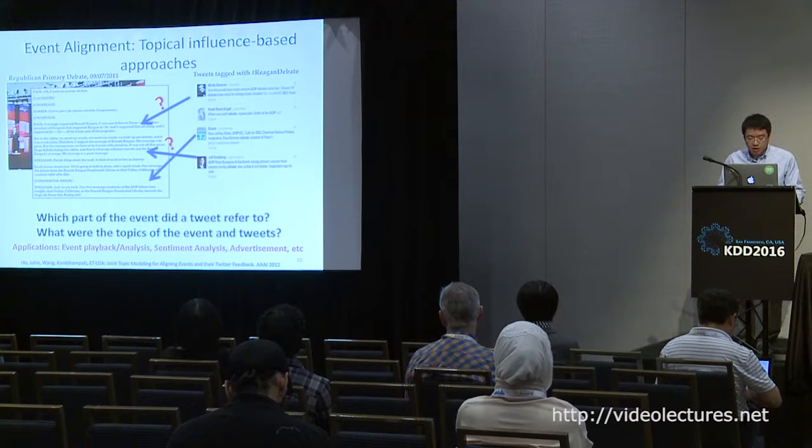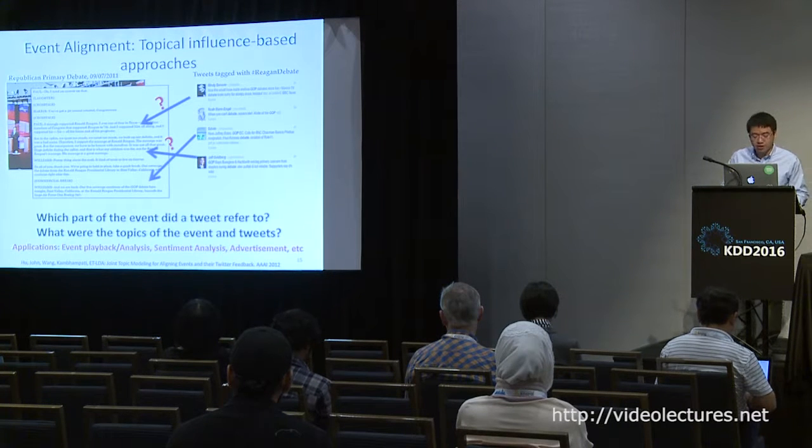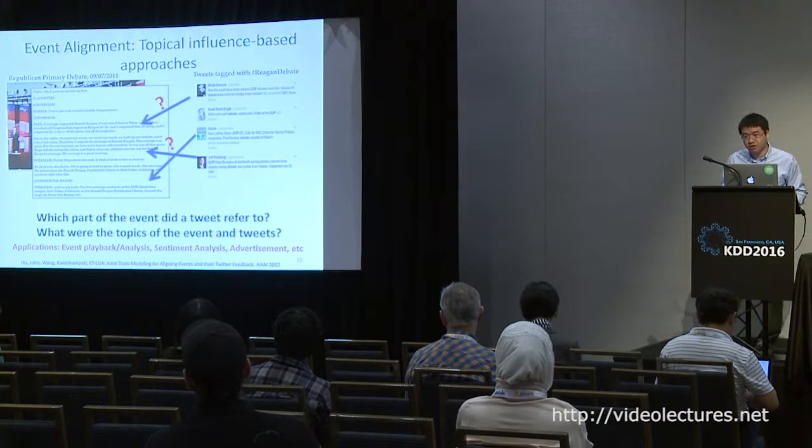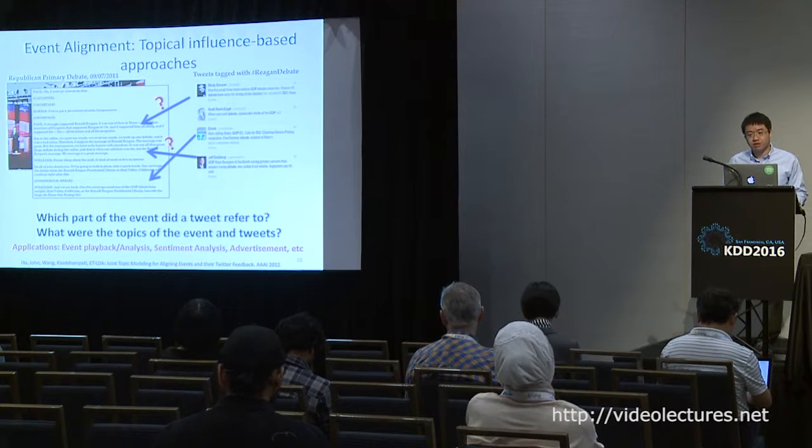So then, to solve this problem, I proposed a model called ETLDA. The ETLDA model is a very intelligent model that can do a lot of things at the same time. First, it can infer the topics of the event and segment the event into a sequence of segments, where each of the segments talks about a particular set of topics.